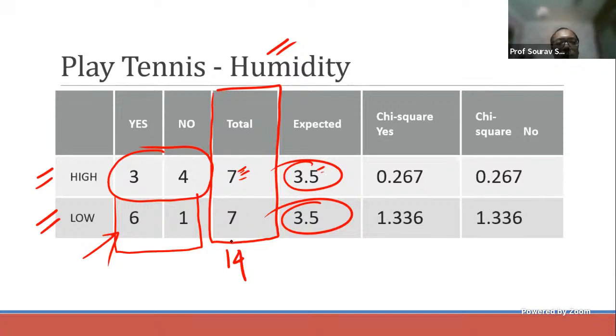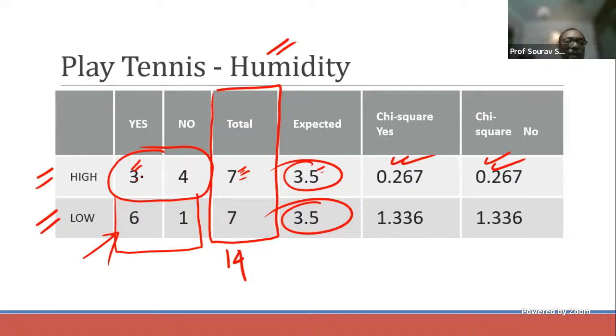Now I'll apply the chi-square formula. Observed is the actual value, right? So for the yes case, 3 is the observed, expected is 3.5. So 3 minus 3.5 whole square by expected 3.5. This will give you 0.267. For the case of no, 4 minus 3.5, so observed minus expected whole square divided by 3.5. Once again, it will give me 0.267.